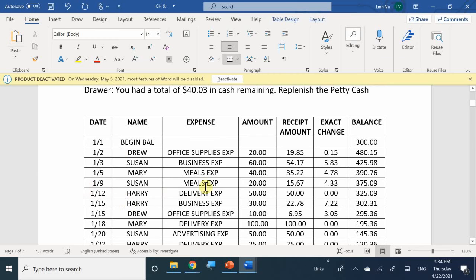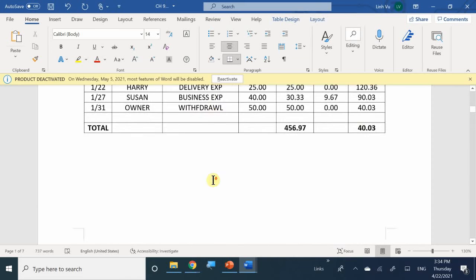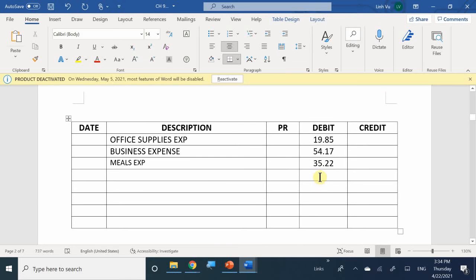I guess Susan bought another meal. For how much? $15.67. So in this case, we need to add together 35.22 plus 15.67, because we have to add the totals up, right? Because essentially meals expense is a general account, so anybody can take meals expense out. So what's my total meals expense?